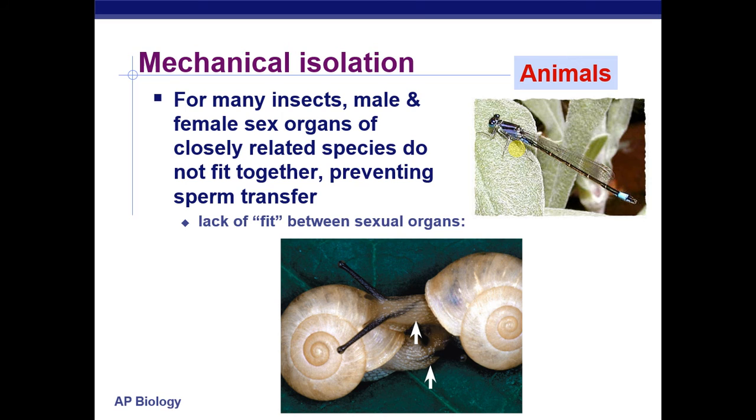Another example from the animal world: for many insects, male and female sex organs of closely related species don't fit together, so it prevents that reproduction. Obviously, if they can't fit together to reproduce, that is an example of reproductive isolation.